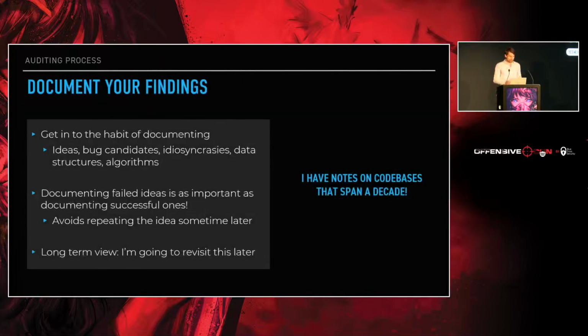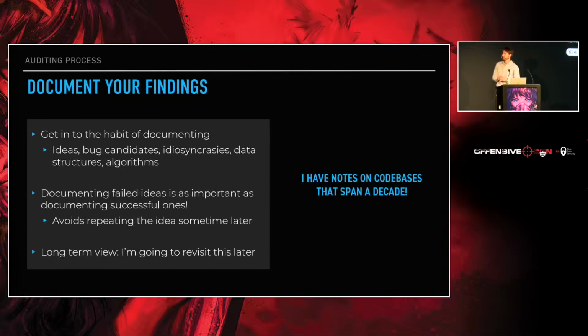So document your findings. Developers, and I think vulnerability researchers, are pretty poor at documenting in general. But when I talked about the stuff related to failure, one of the things I said was that you're going to want to come back to these code bases later, and to do that effectively, you have to take notes about the bug candidates you had, the idiosyncrasies, data structures and algorithms, and it's really important to document failed ideas. It's as important as documenting all the other stuff.